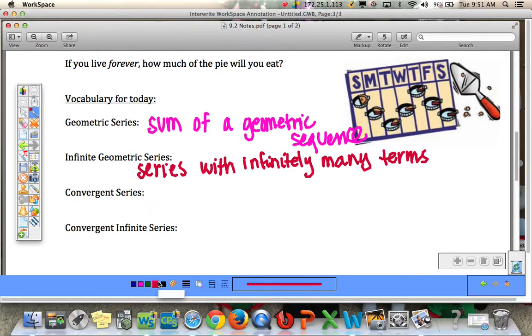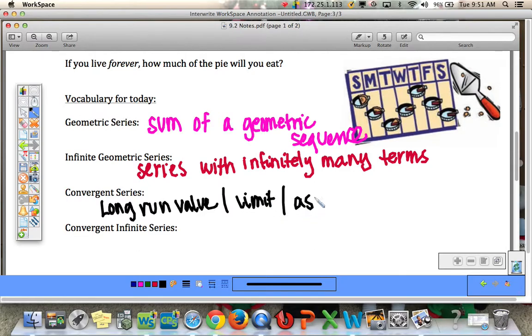A convergent series has a long-run value or an asymptote. We looked at this in section 1.3. Long-run value, a limit, an asymptote. A convergent infinite series has an equation to help us figure out the sum, and here is the equation. The sum is the first term over 1 minus the ratio. So if you have a convergent series, something with a limit, we can add up all those terms and actually find a sum for that, even though it's supposed to be going on forever.